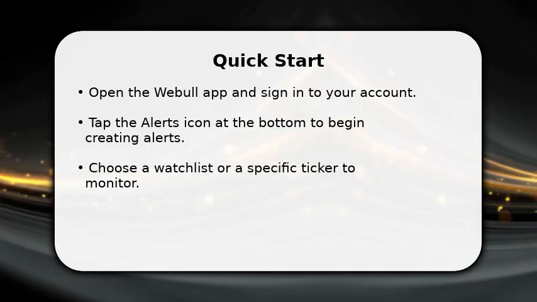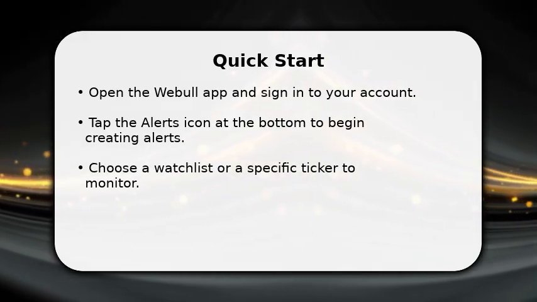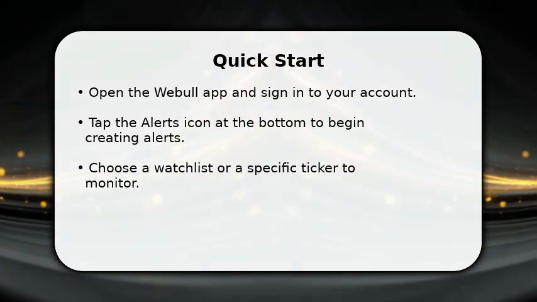I'll walk you through editing and managing alerts so you stay informed without overwhelm. Open a ticker and tap alerts to explore types like price, percentage, and news alerts. For price alerts, enter a dollar target and pick whether it's above or below your entry.